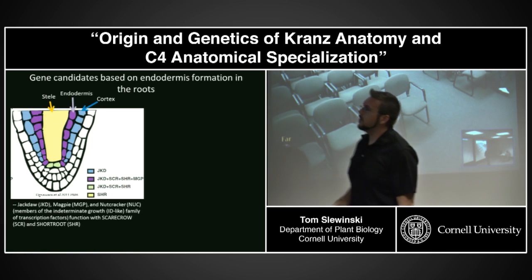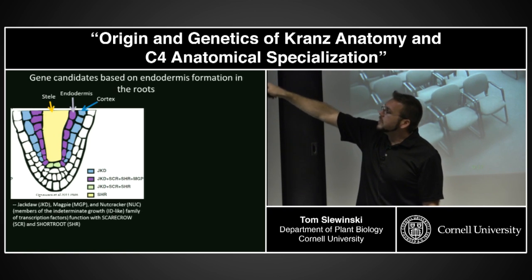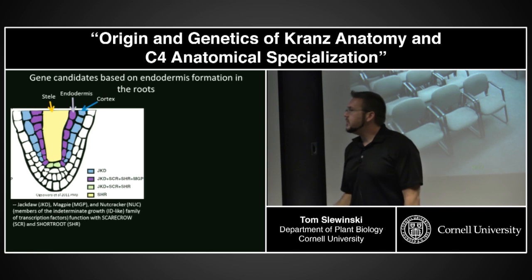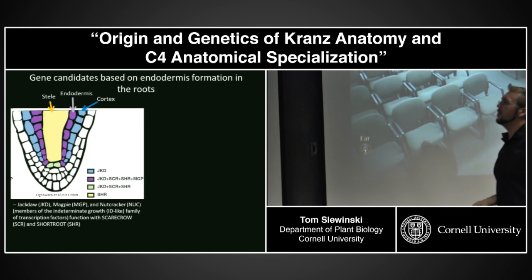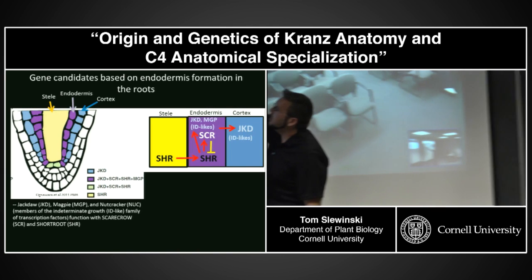So here's a stylized model of the Arabidopsis root tip. So we have the stele, which is the internal vasculature, the endodermis, which is in purple here, and the cortex in blue. So the genes for this are known, but they have a complex interaction. So here are the cell types for the stele, endodermis, and cortex.